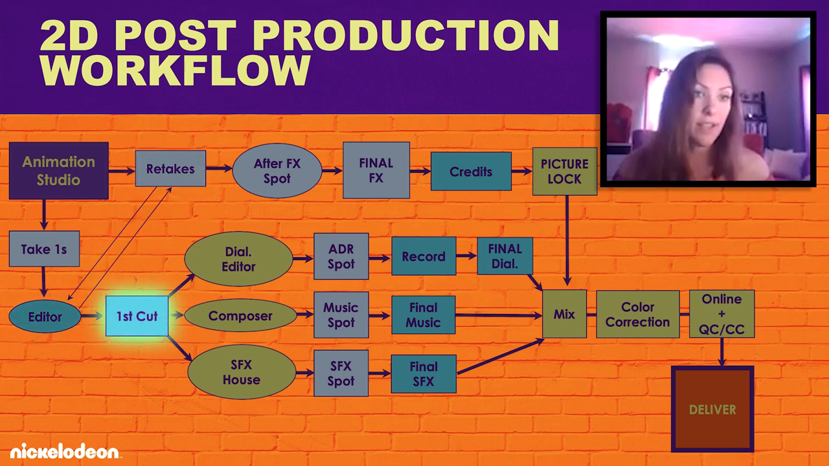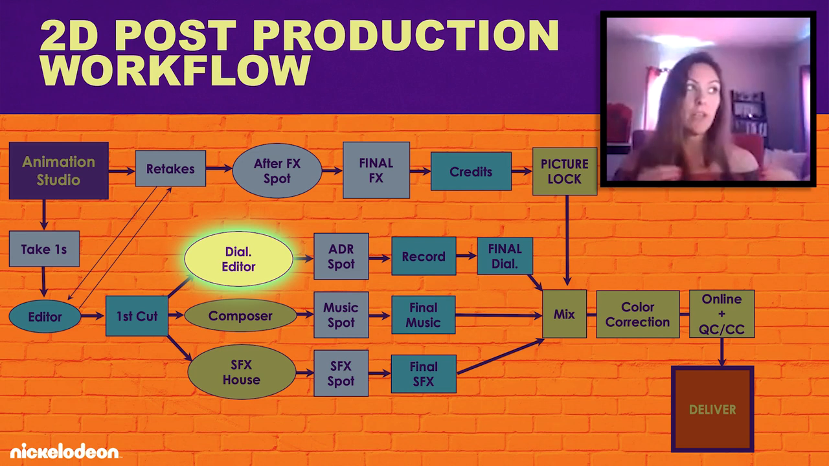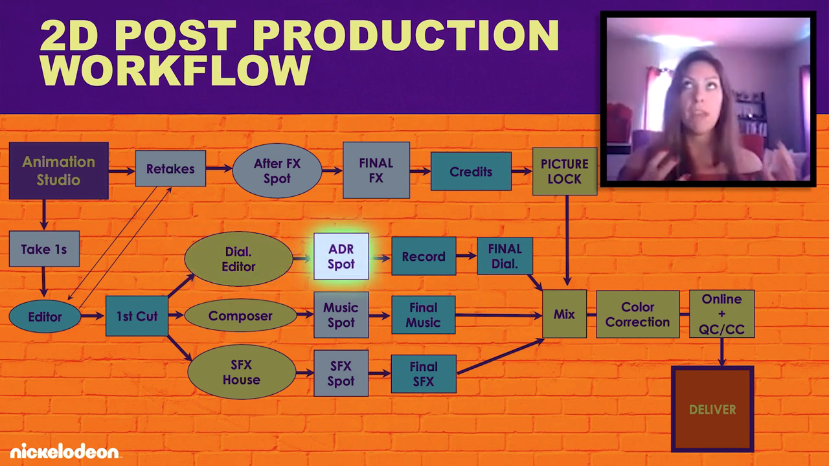So once we get a first cut of the picture, that first cut goes to our dialogue editor, our composer, and our sound effects. So the dialogue editor, we then do what we call an ADR spot. So ADR is maybe during animatic, we changed a line after our initial record. Maybe we decided that we thought a different line of dialogue would be funnier, or maybe we added a line, or maybe we just decided we really didn't like the read, the way that line was performed, and we want to re-record it. So that's what we're going to do. We're going to spot for the things we need to still record or the things we want to re-record, and then we will go do that. So then we'll go record them, and then our dialogue editors will edit those like they did before for the pops and the clicks and the whatever weird breaths and stuff.